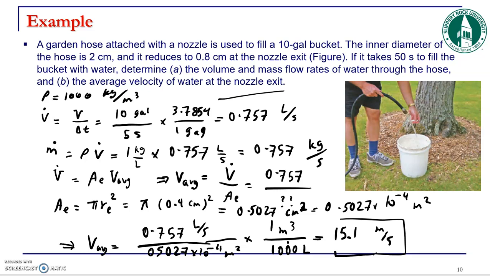Please notice that your velocity inside the hose is smaller. Can you find that? Try that at home and see if you can find the velocity of water flowing through the hose, not through the exit nozzle.